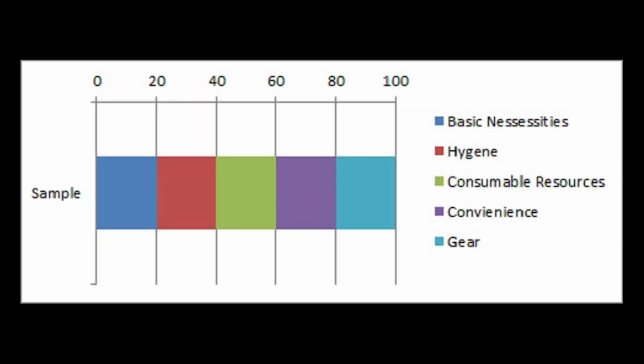Categorizing space. The starting point for allocating it. We're going to categorize our spaces in these 5 areas: basic necessities, hygiene, consumable resources, convenience items, and gear. Then, this is what will give you a very valuable perspective on right-sizing your van conversion space.